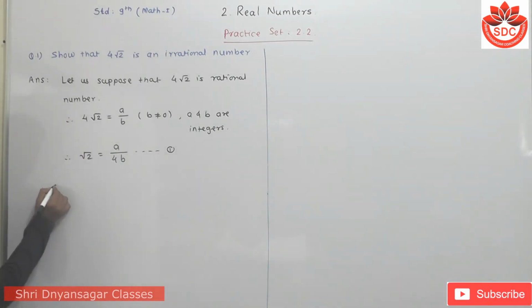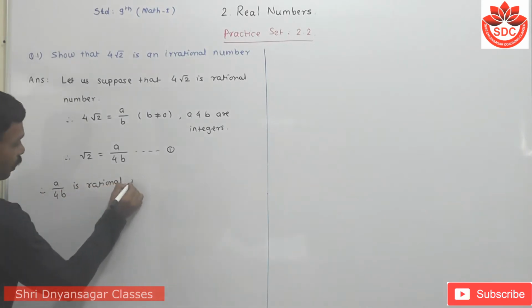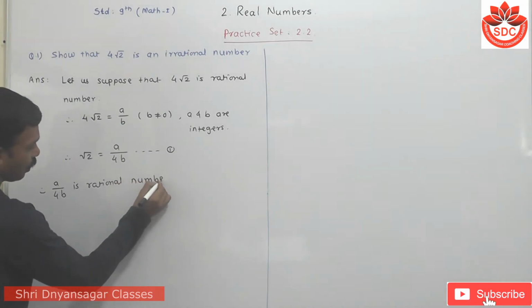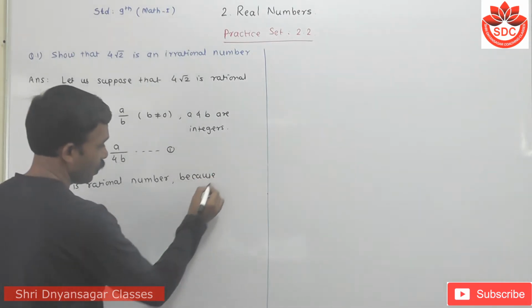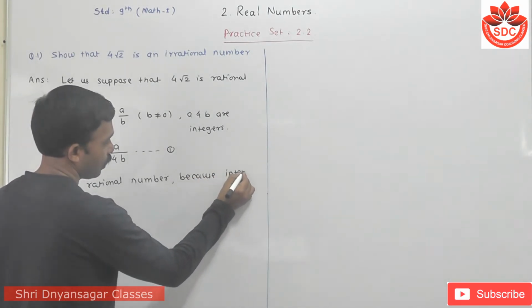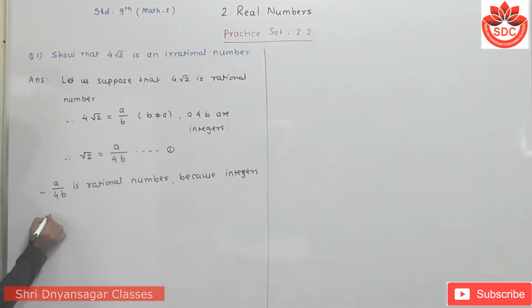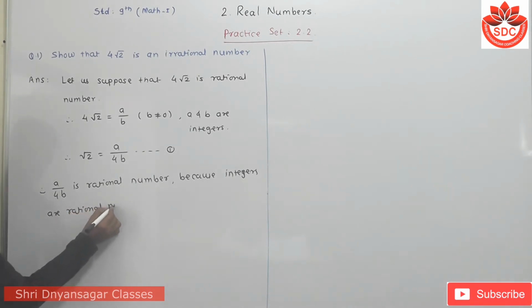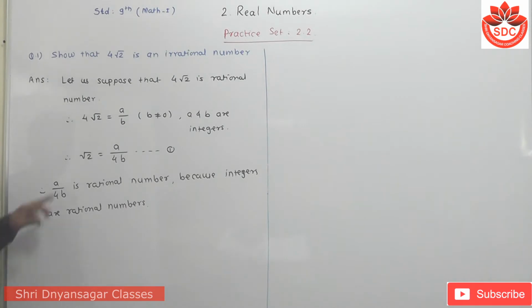In this equation, therefore, a upon 4b is a rational number, because integers are rational numbers. A upon 4b is the rational number.